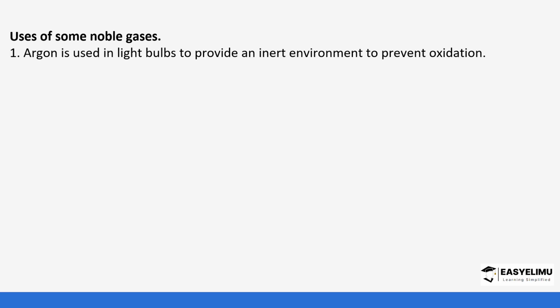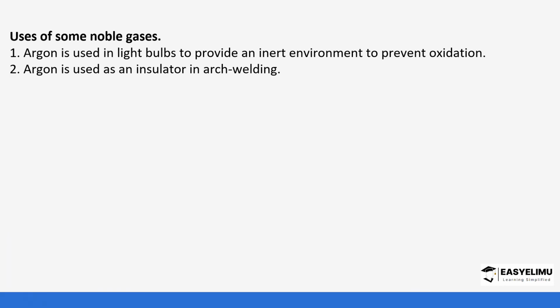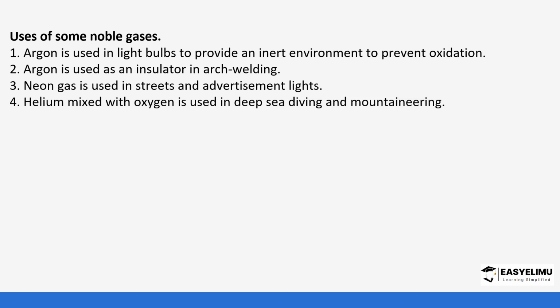Some of the uses of noble gases: just like we said before, when you're asked to state the uses, make sure you state them for specific noble gases. So argon is usually used in light bulbs. It provides an inert environment that prevents oxidation. It is used as an insulator as well in arc welding. Neon is used in street and advertisement lights. Helium is mixed with oxygen and used in deep sea diving and mountaineering. We mentioned this when we were stating the uses of oxygen in the Form 1 videos.